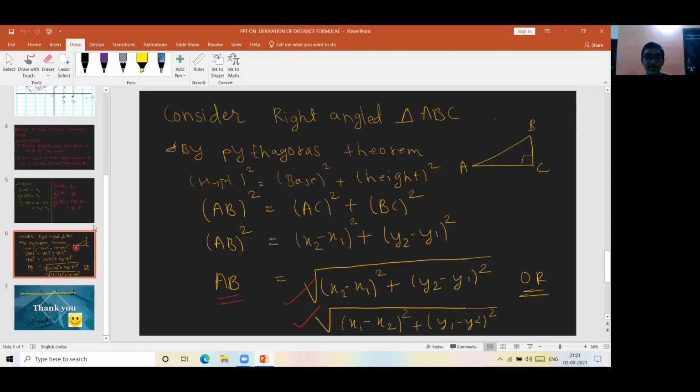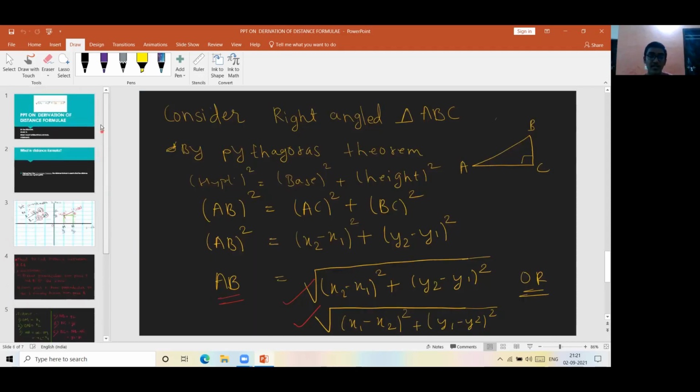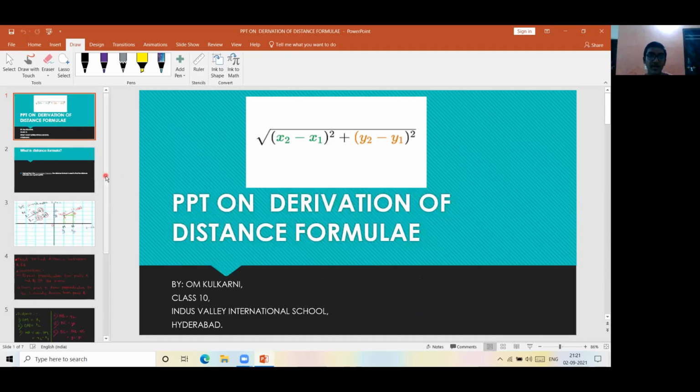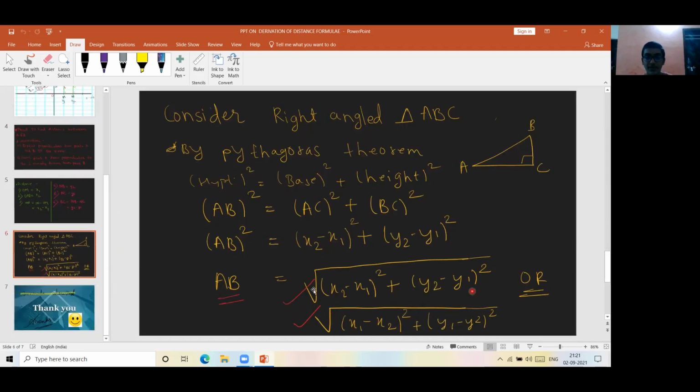Now we have successfully derived the formula. As you can see, this is the formula we meant to derive, and in this step we have derived it. It is a very easy process.